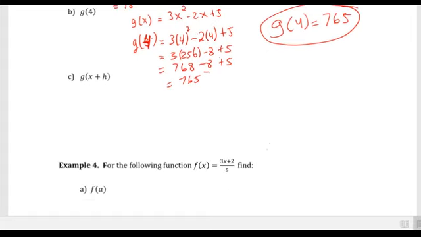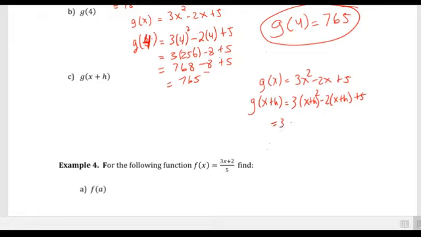So g of 4 is equal to 765. Okay, let's try another one. So we have g of x is equal to 3x squared minus 2x plus 5. I always like to write down the problem, and then below it, I write down our question, g of x plus h. So anywhere we see an x, we're going to replace it with x plus h. Okay, and then we want to simplify. So x plus h squared can be written as x plus h times x plus h. I'm going to distribute the 2, so I get negative 2x minus 2h plus 5.